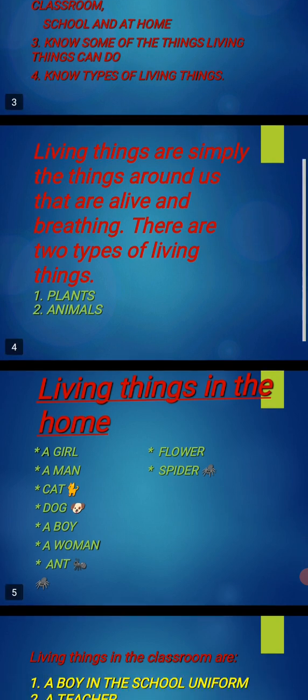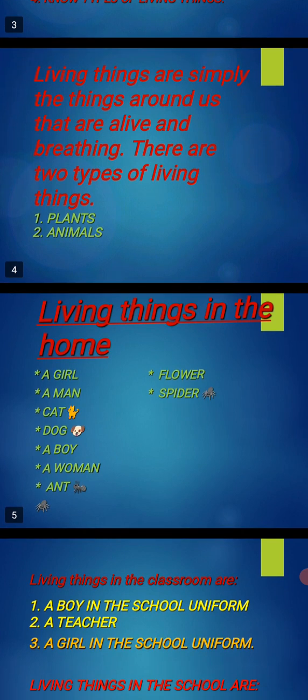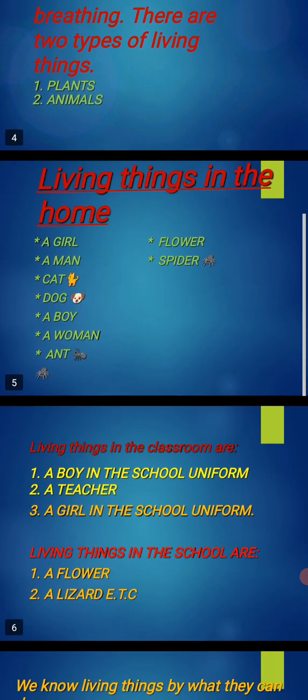We proceed. Living things in the home. Take a look around your home environment. What are the living things that can be seen in the home? Number one, a girl. A girl can be seen in the home. A man can also be seen in the home. Your father is a man. A cat can also be seen in the home. A cat can be used as a pet. A dog can also serve as a pet at home. A boy, a woman. Your mother is a woman. So ants, flowers are used to beautify the home environment, and also spiders can be seen in the home.